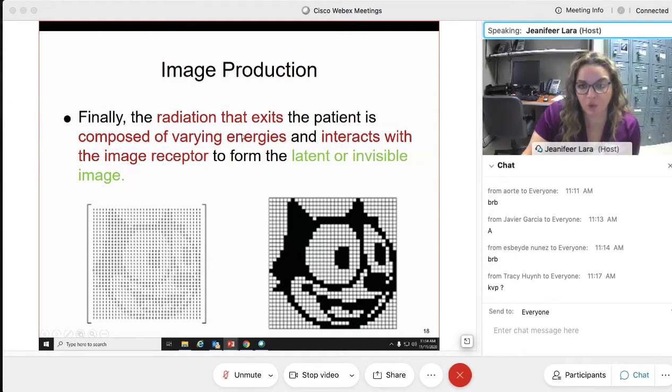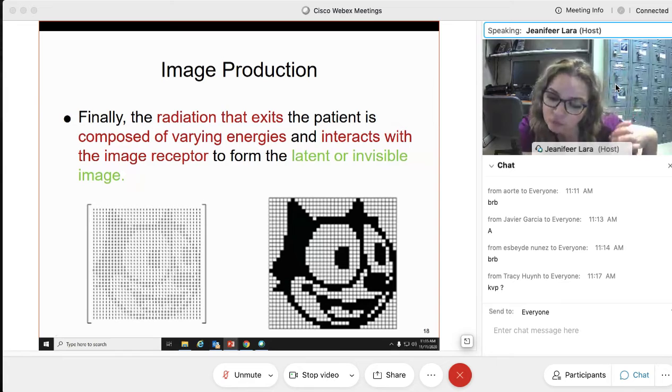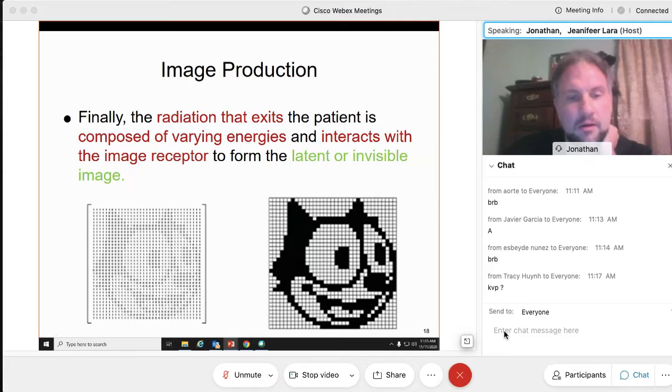So when we talked about emission spectrum, we talked about the X-rays in the primary beam. Well, what has now changed? We're talking about the energy levels in the remnant beam. What has changed there? Anyone? This is what I've been talking about for the last 50 minutes. Are you talking about attenuation? Yeah, I am.